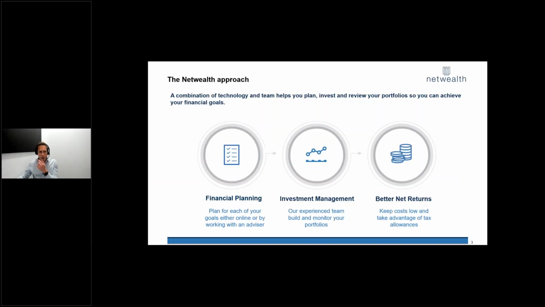So let's get started and start thinking about some of the ways that Netwealth is set up and our approach to working with clients. I'm just going to share a slide to look at that. So bear with me 2 seconds while I pull that up. So really the Netwealth approach is using that combination of technology and an experienced team to help you invest and review your portfolios and achieve your financial goals.